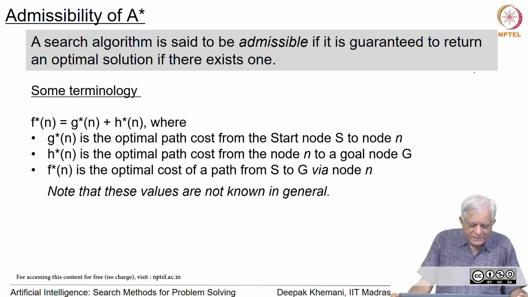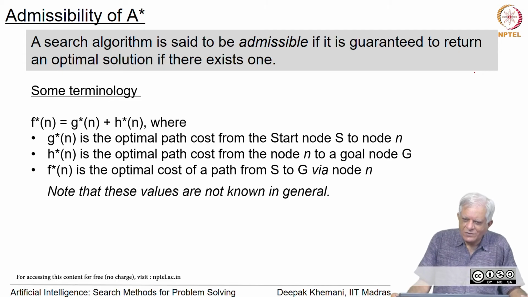In this case, we are using these functions f star of n, g star of n and h star of n. G star of n is the optimal path cost from start node to the node n. It is a property of that node n, and it is the optimal path that comes from start to n. This is the value that Dijkstra's algorithm discovers at the point when it picks that node n. H star of n is the optimal path cost from node n to goal node g.